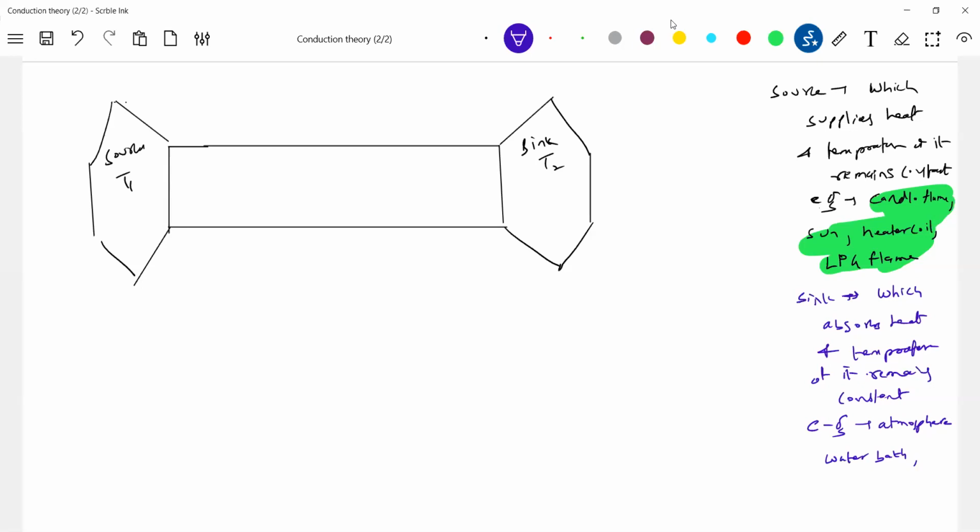Sink. So what is the sink? Though it absorbs heat, its temperature will not increase. What is the source? Though it gives out heat, its temperature will not decrease. Body, what happens? Similar. Go for calorimetry for the body. Same thing you can discuss here.